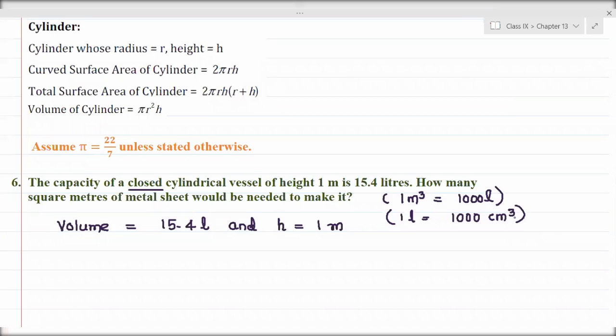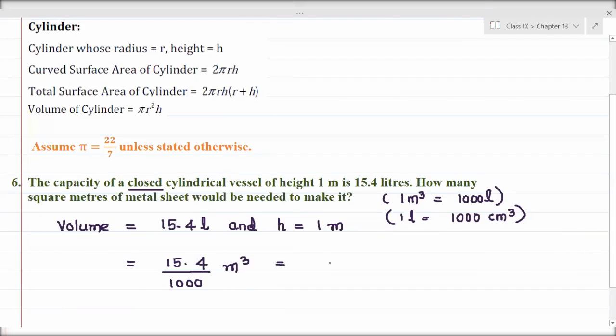So now I am converting the given volume into the form of meter cube, because the area we need to find out in the form of square meter. Okay, so that will be easier for us while finding the area in the form of square meter. Now see, if I compare meter cube and liter, in 1 meter cube there are 1000 liter. So converting liter into meter cube, we shall divide, because we are going from smaller to bigger. So 15.4 divided by 1000, that will become here meter cube.